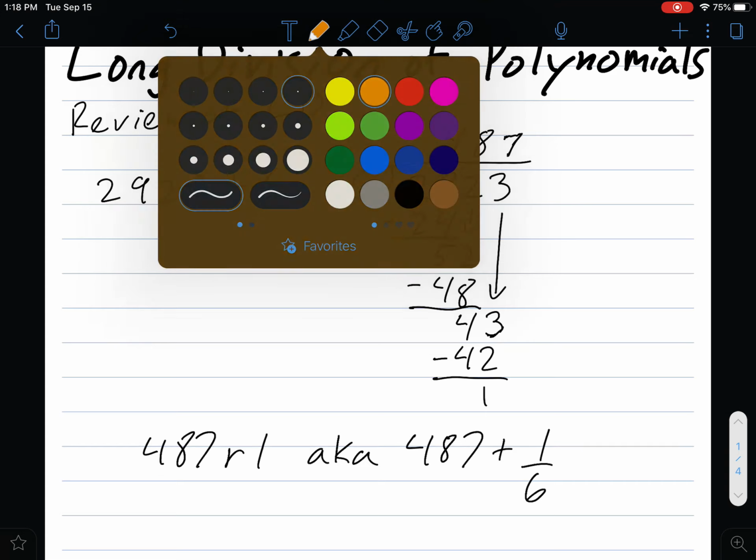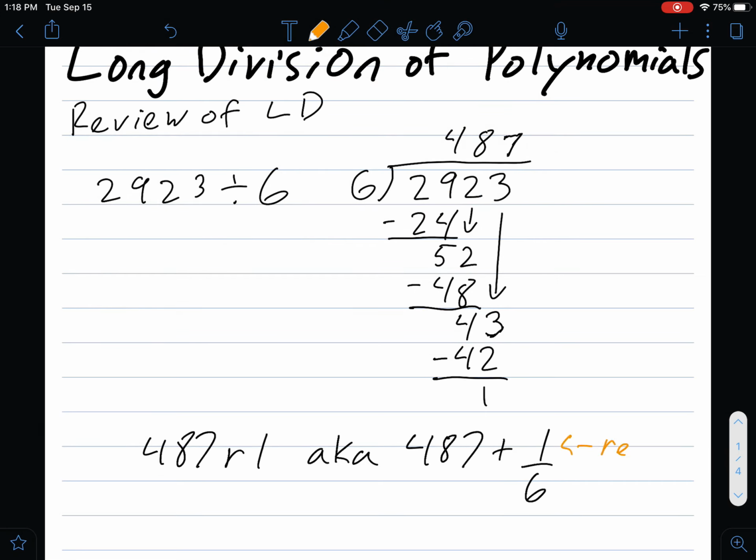All right, so what we're doing here is putting the remainder over the divisor. And our answer here is the quotient.